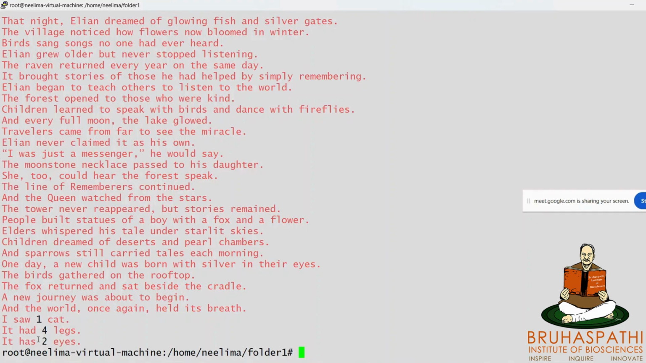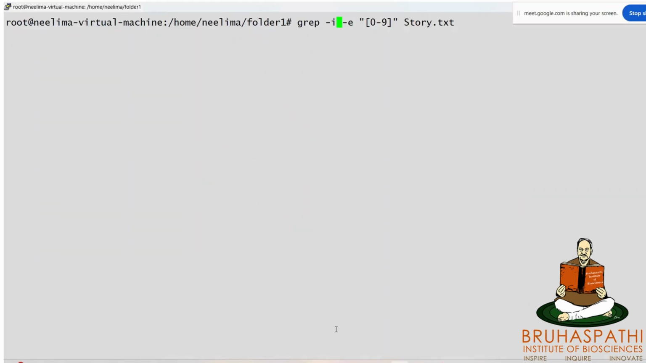Understood? That's called reversing the character class. The next option is minus C. This gives me the counts of the number of lines in which the numbers 0, 1, 2, 3, 4, 5, 6, 7, 8, 9 are present. So out of the entire file, 3 lines had a number in it. That's the function of minus C.